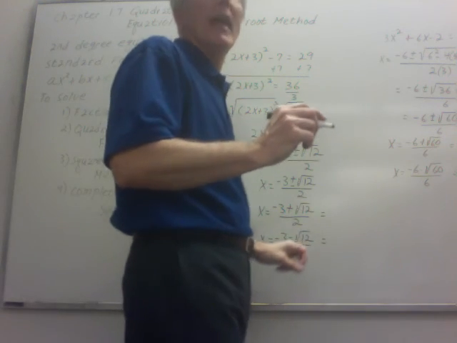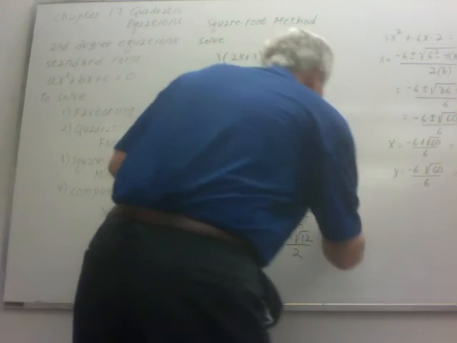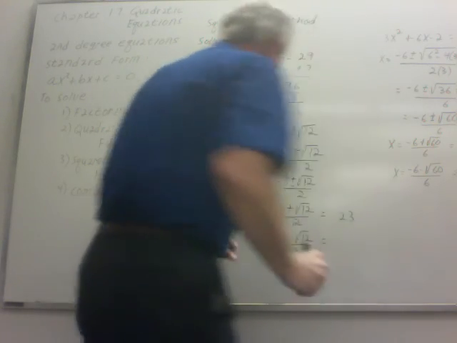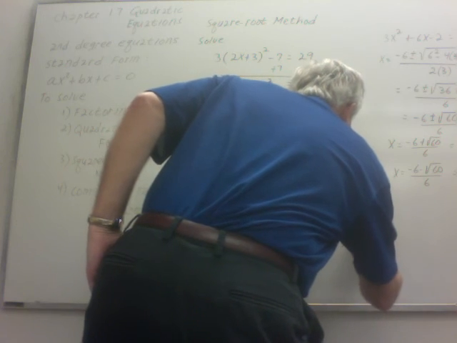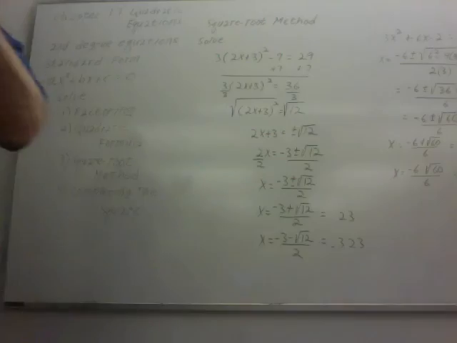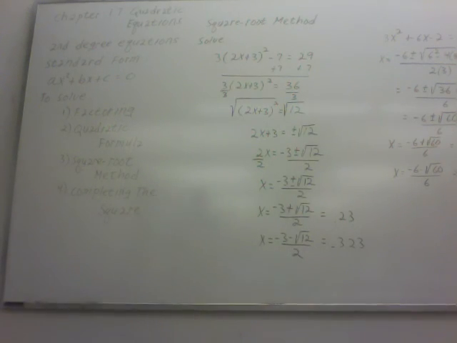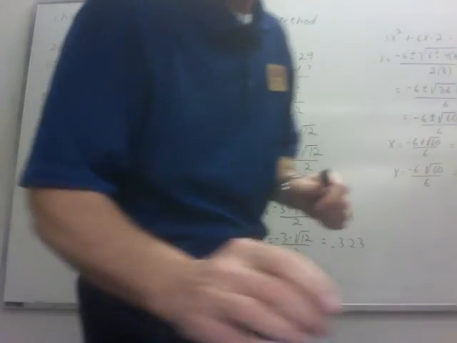0.23, positive. We've got 0.23. And down here, negative 3.23. I was doing it in my head. I just want to make sure I didn't tell you something that was wrong. Okay, so there are the two answers to that particular problem.